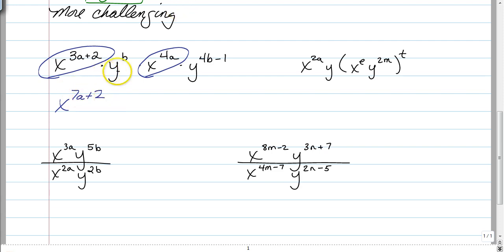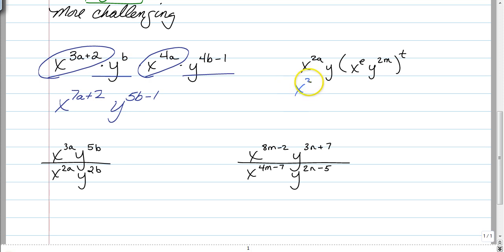And now we have to work with our y's. So we have y to the b and y to the 4b minus 1. So b plus 4b is going to give you 5b. And then, of course, our minus 1. And that's it. You're done. So it's the same rules. You just have to apply them to variables.